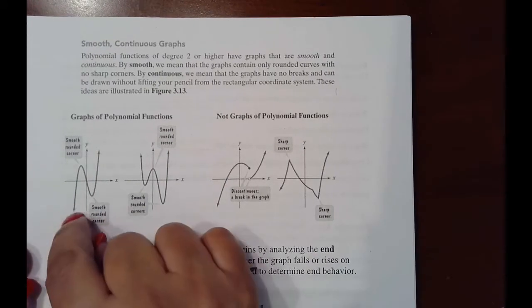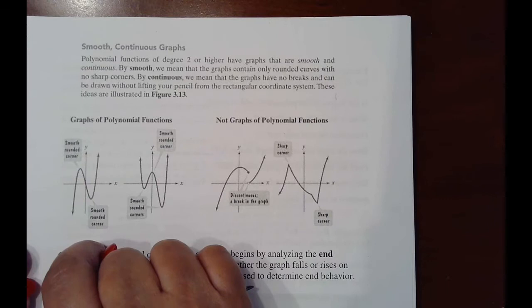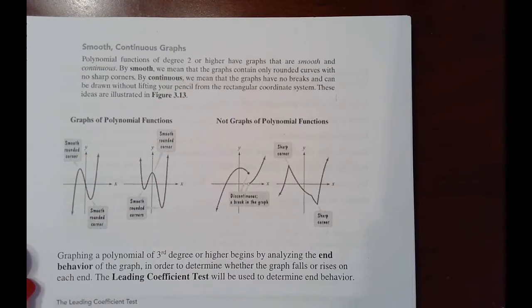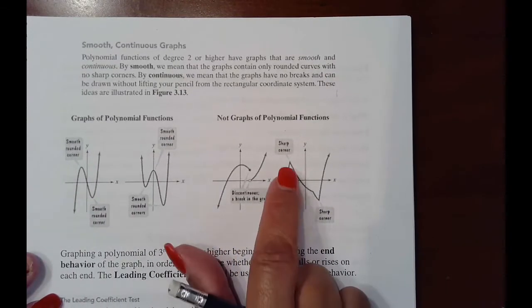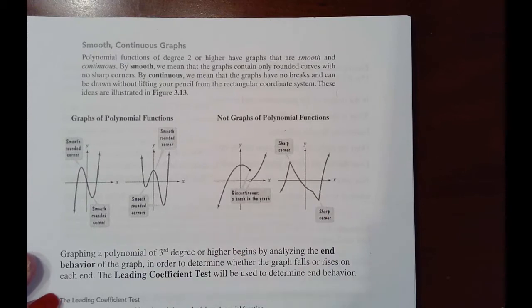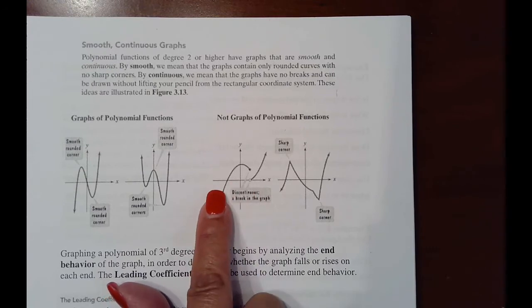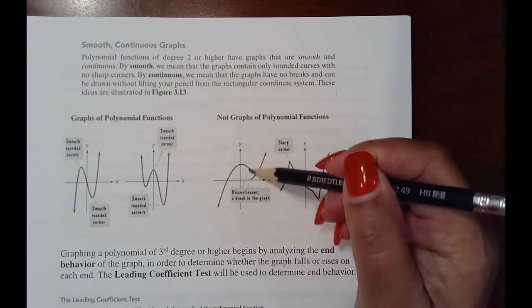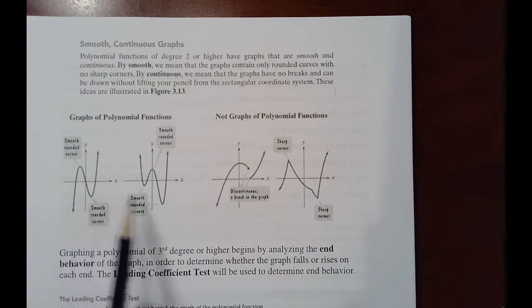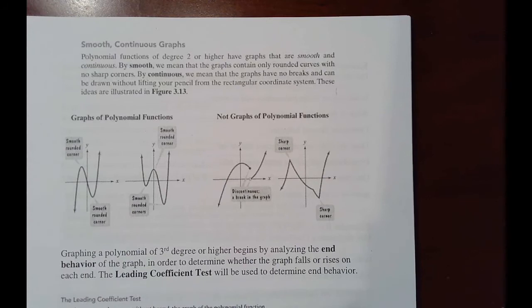Polynomial graphs are nice, smooth functions rounded at each of their turning points rather than having sharp turns like this. There are no breaks in the graph. It's a smooth, continuous graph, whereas this is called a piecewise graph. This is something that was on a previous test that you took, where you would graph the function in pieces and there's a break in the graph. Polynomial functions never look like that.